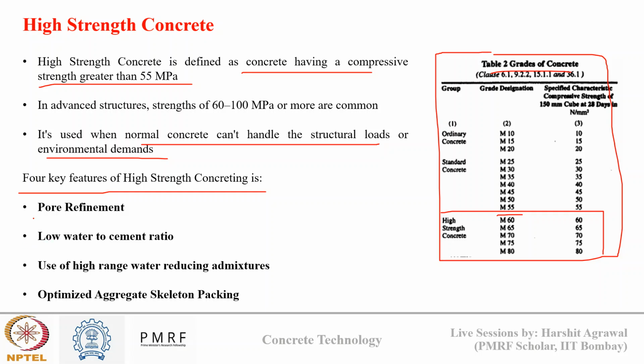First is pore refinement. The lower the porosity, we know, the higher the strength. Then a lower water to cement ratio. Again, the lower the water to cement ratio, the higher the strength, which we have now understood very well.